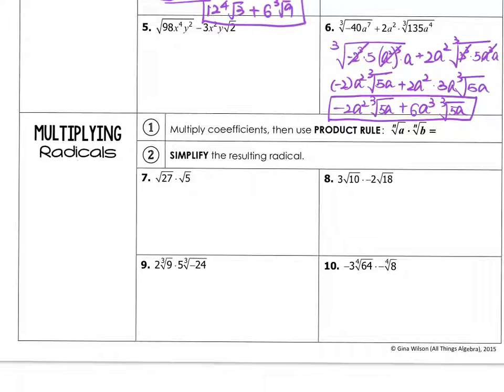Okay? So multiplying radicals. Multiplying radicals, you have to use the product rule, which is that you have to have the same index, and then you just multiply them, put them in the same index and radical sign, and then you multiply the radicand. And then you have to simplify. So let's look at how we can do that.